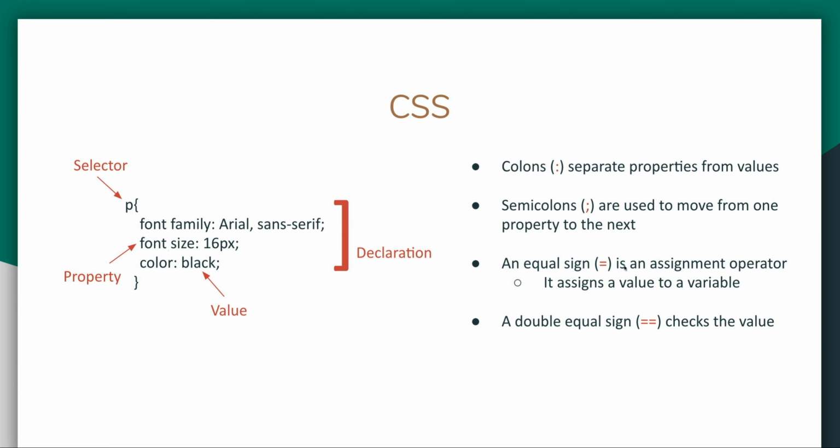And then the equal sign is an assignment operator. It assigns a value to a variable, which we're going to see. This won't make sense right now, but when we get into our demo, you're going to see where this comes into play. And then same with a double equal sign, which checks the value. It's hard to explain without actually putting it into action. So the equal and double equal sign are going to come into play when we start our coding demo in a few minutes. Okay, moving on.